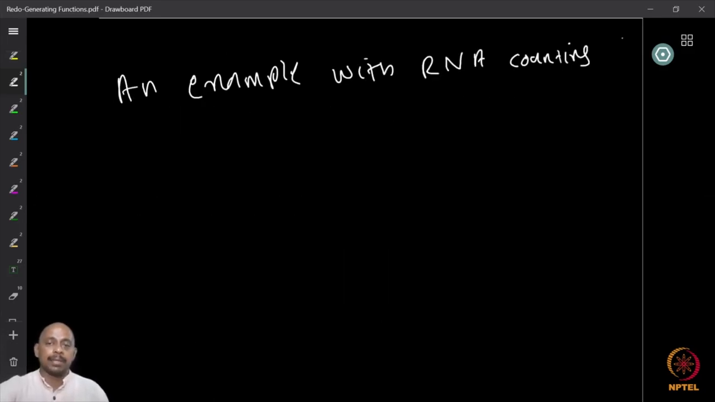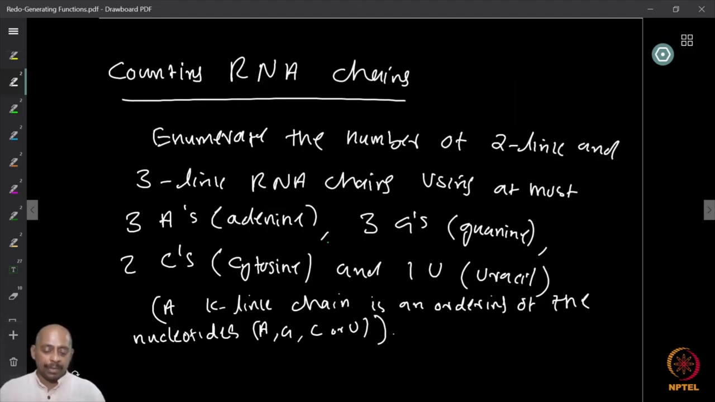So here is an example with RNA counting. We want to count the number of RNA chains with some condition. A k-link RNA chain is basically an ordering of the nucleotides. So what are the nucleotides? One is adenine, then you have guanine, then cytosine and uracil. These are the nucleotides which are present in RNA chains. If you are looking at a DNA chain, then uracil will be replaced by something else, but other things are there. But then there are some differences.